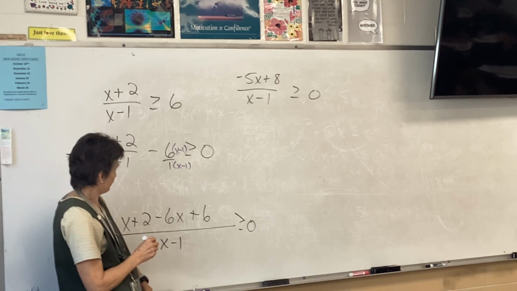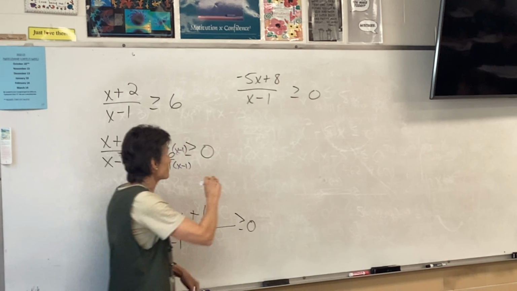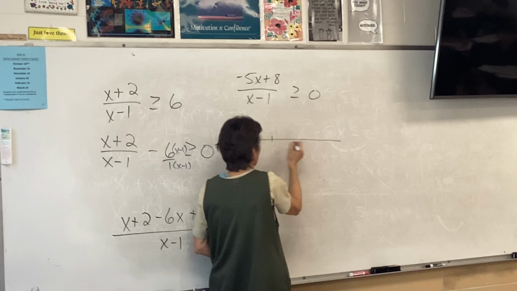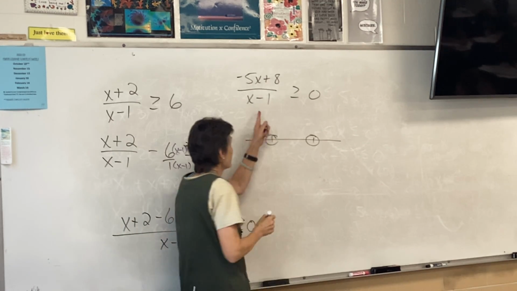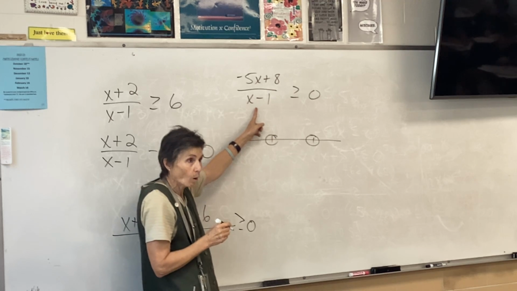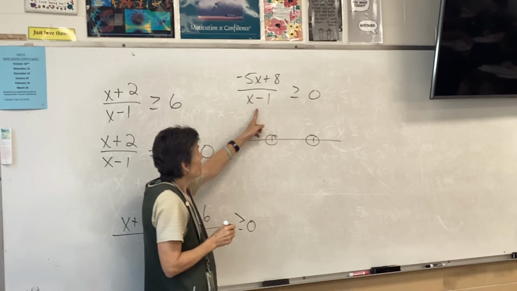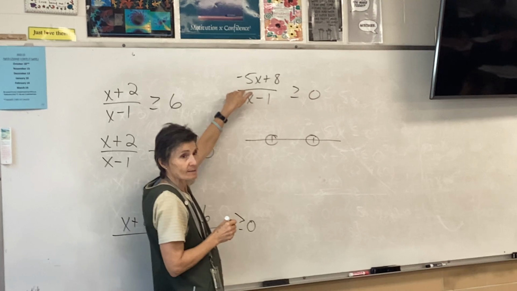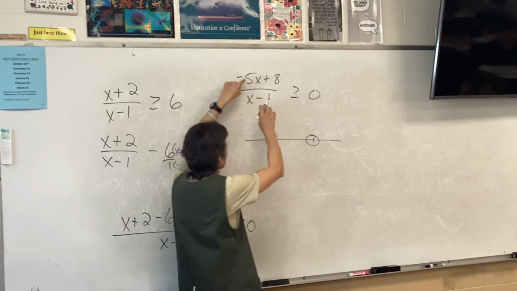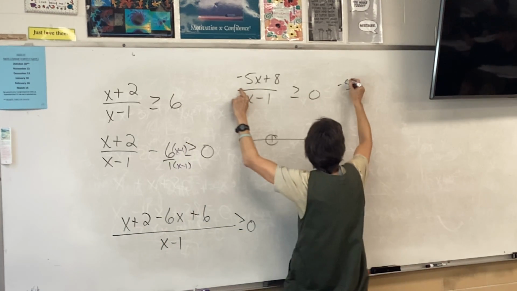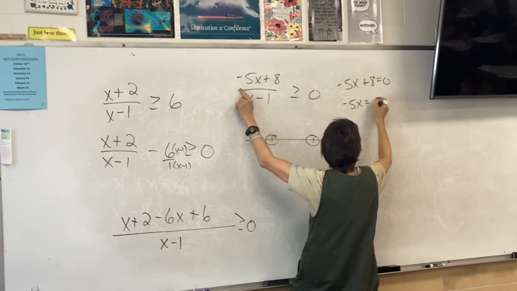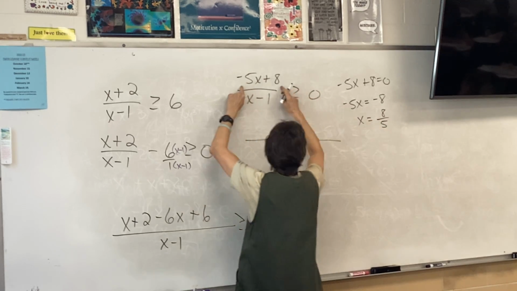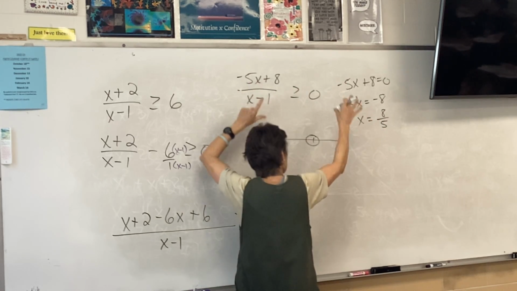Did I do that right? So here's my number line, and there are going to be 2 dots on that number line. And I know immediately that one of the dots is going to be at 1. This kind of stuff always makes me nervous. So over to the side, negative 5x plus 8 equals 0. I'm going to figure out where that other dot is by setting it equal to 0 and physically solving it.